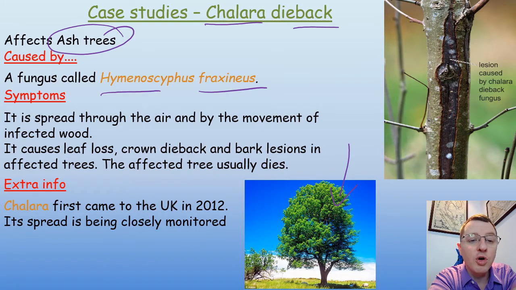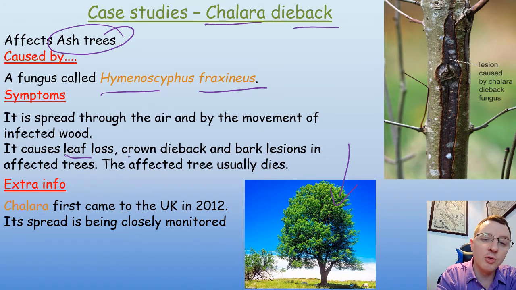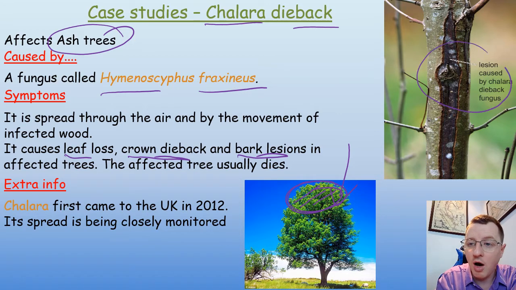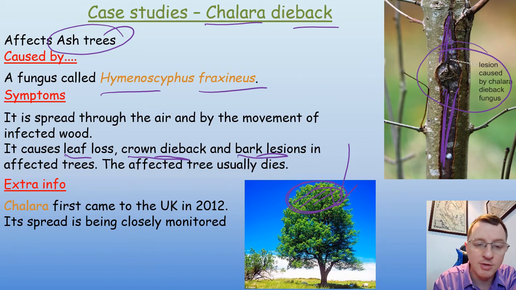The fungus will cause leaf loss and what's known as crown dieback and bark lesions. Crown dieback means when the top of the tree begins to die, so that there's an area of the tree which is unable to produce leaves and unable to photosynthesize.